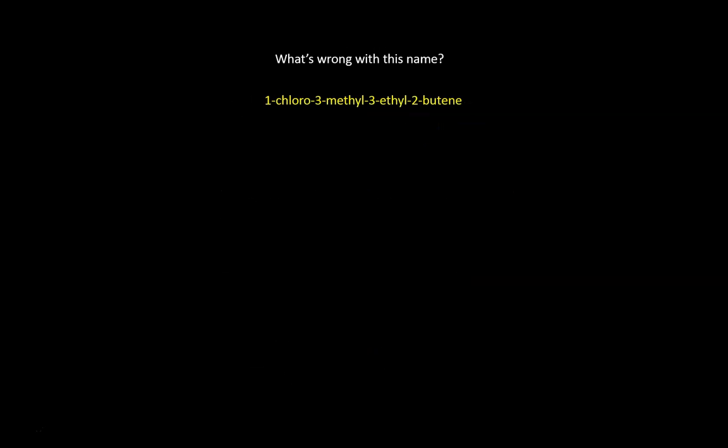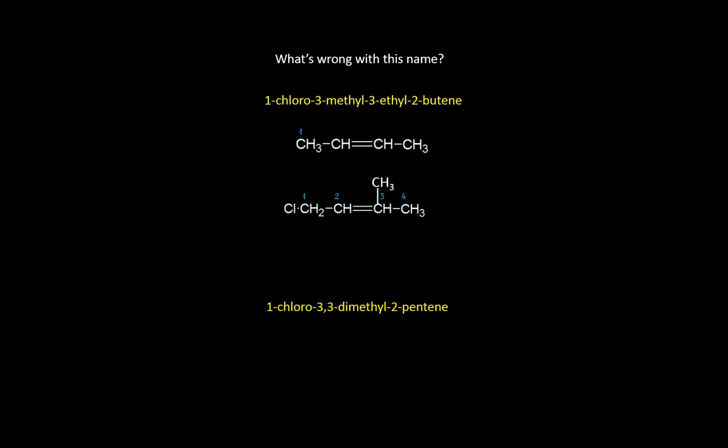What's wrong with this name? Draw out the structure according to the name shown here, and discover why it's wrong, and then write the correct name. Here's the answer. If you didn't get it, I'll go over the thinking. First, draw a 2-butene condensed structure, and choose, say, this carbon as number 1. Then add chlorine to it, and complete the numbering. Put methyl on carbon 3, and also ethyl.